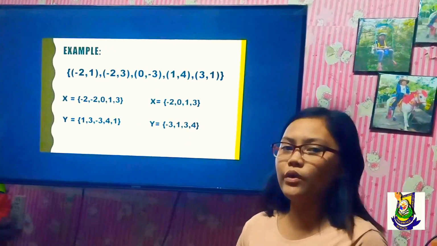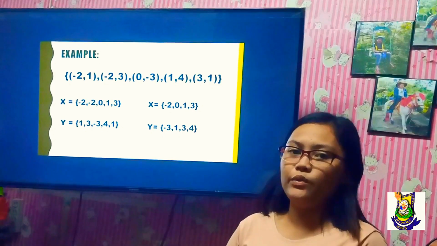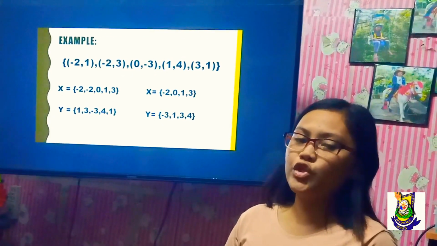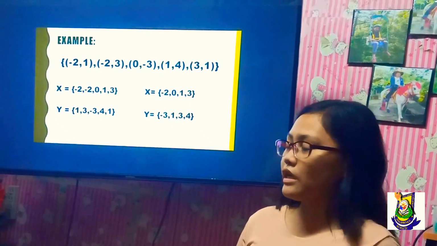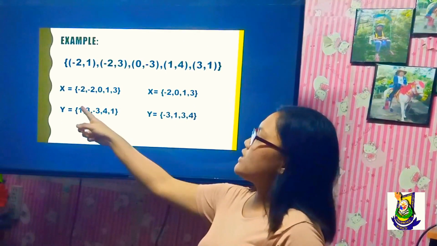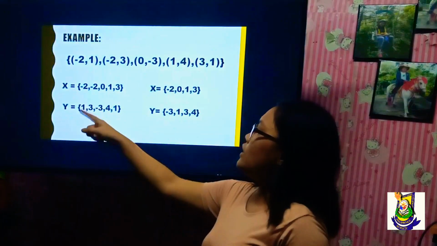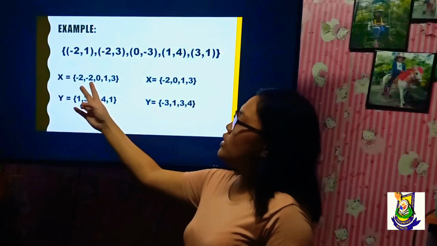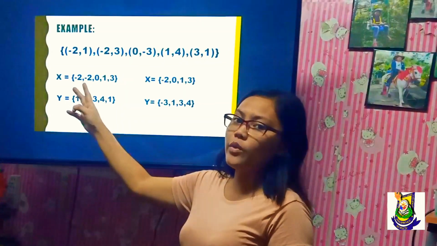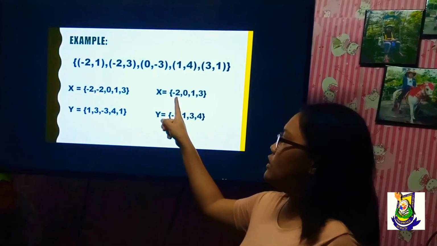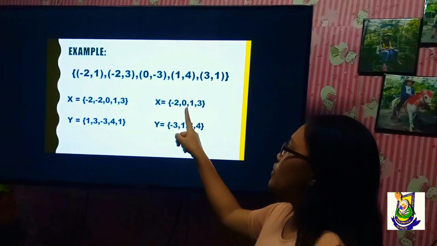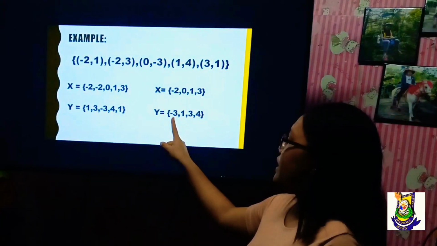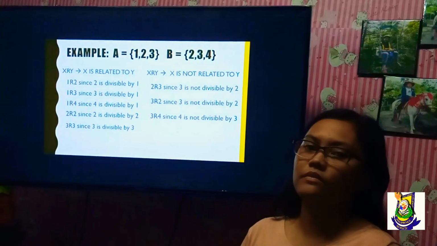Remember, when we rewrite the x and y values, we should get rid of the duplicate values and rewrite them in increasing form. For example, in x, negative 2 appears twice, so we will write it once. Next is 0, 1, and 3. And y is negative 3, 1, 3, and 4.